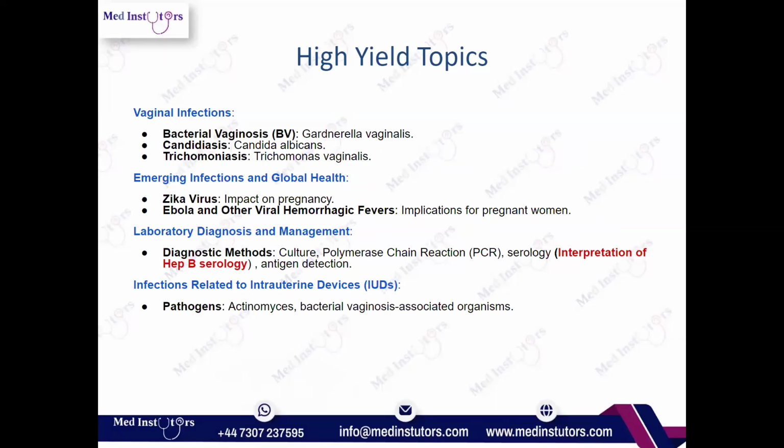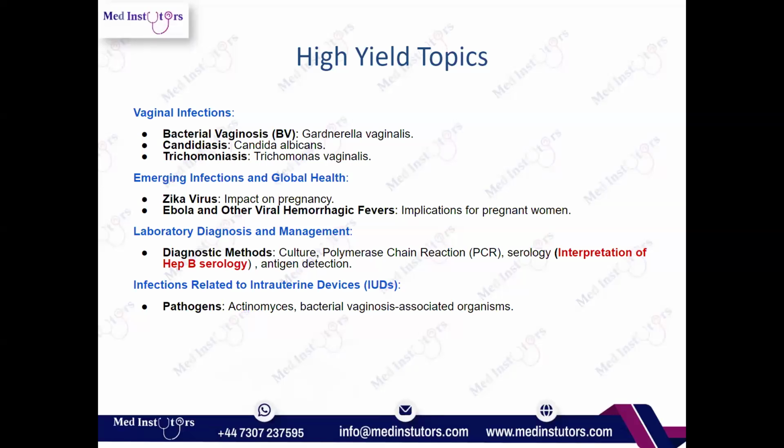Then vaginal infections. And for vaginal infections, we classically have three categories. It could be bacterial vaginosis, which is caused by Gardnerella vaginalis, candidiasis, which is a fungal infection caused by Candida albicans. Then we have trichomoniasis, which is a parasitic infection caused by Trichomonas vaginalis. So please keep these organisms and types of vaginal infections at your fingertips.